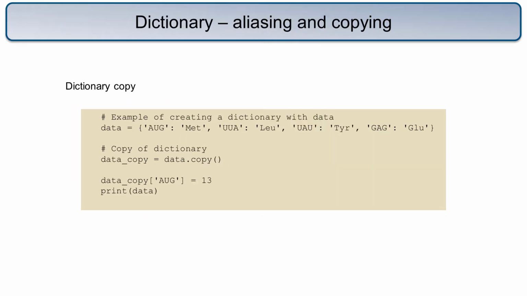In this example, the variable data_copy is assigned the copy of the variable data. This is done by calling upon the method copy on the variable data. In this case, changing the value of one key in the variable data_copy will not change the value for the same key in the variable data.